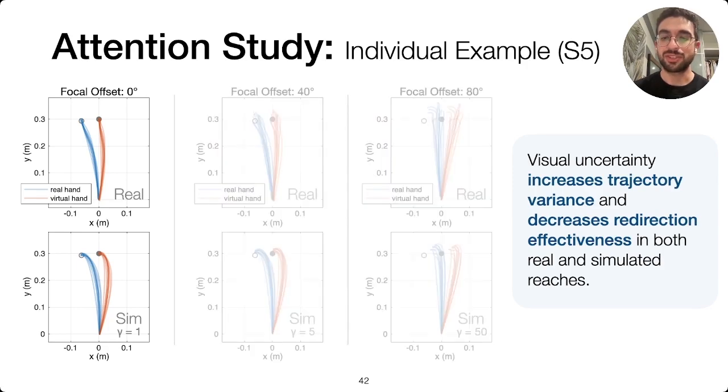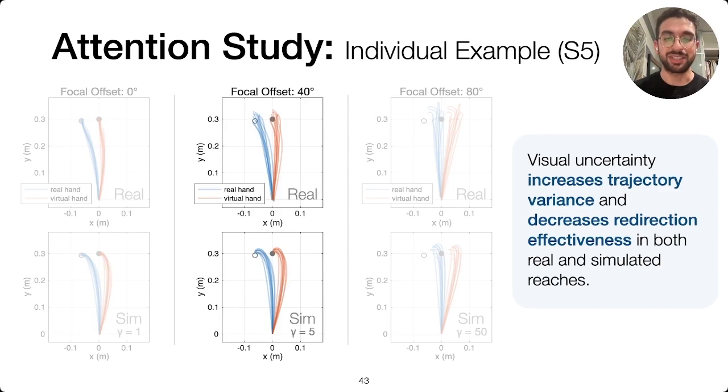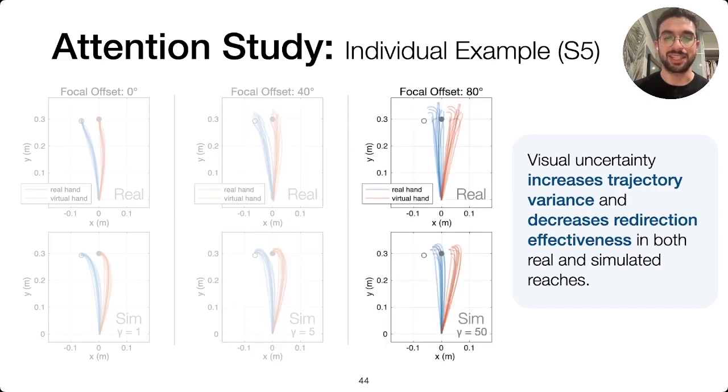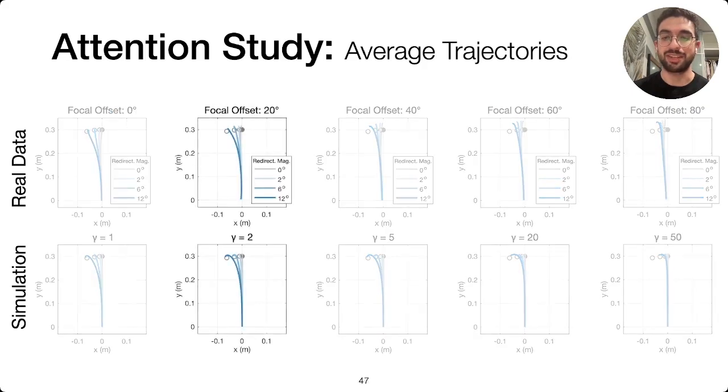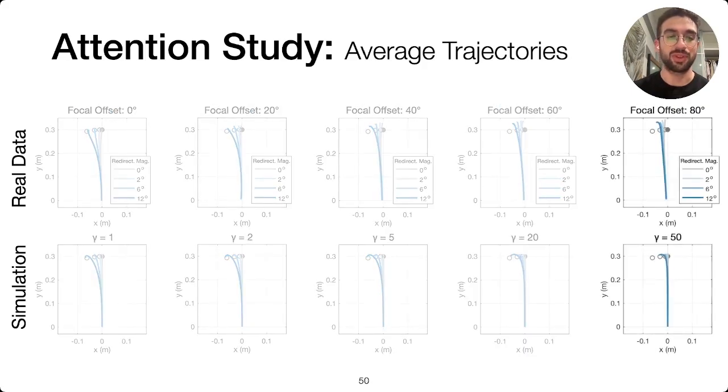As the user's focus shifts further and further from the reach target, we can see that trajectory variance increases, and the virtual hand path is less likely to reach the target. When we look at the reach trajectories averaged across all participants, we see this same trend of redirection becoming less effective as the user's gaze shifts further and further from the target. Additional results and analysis can be found in our paper.